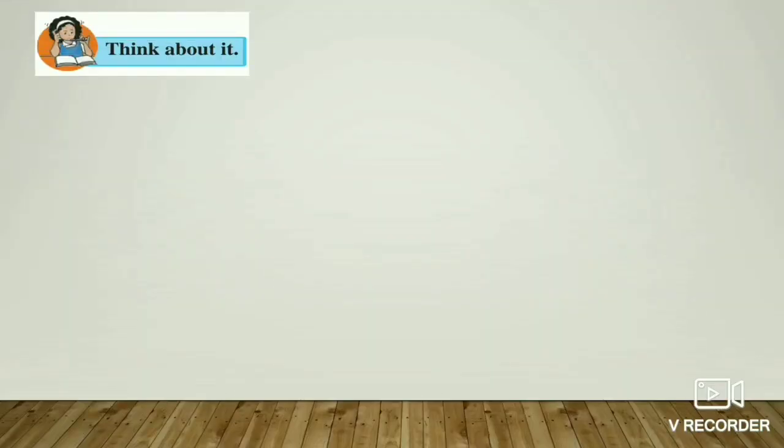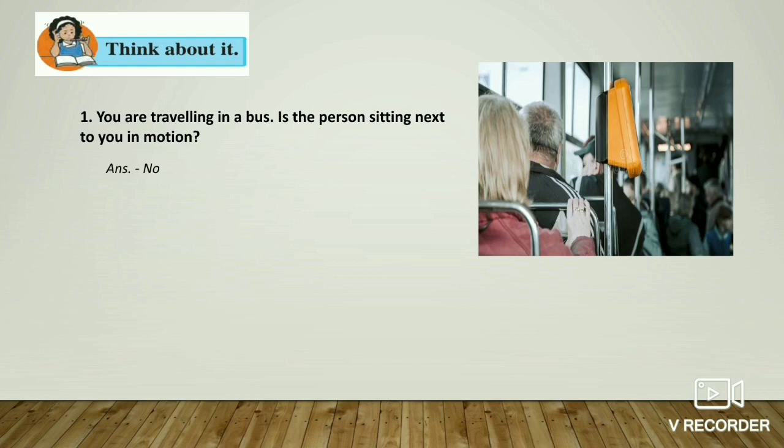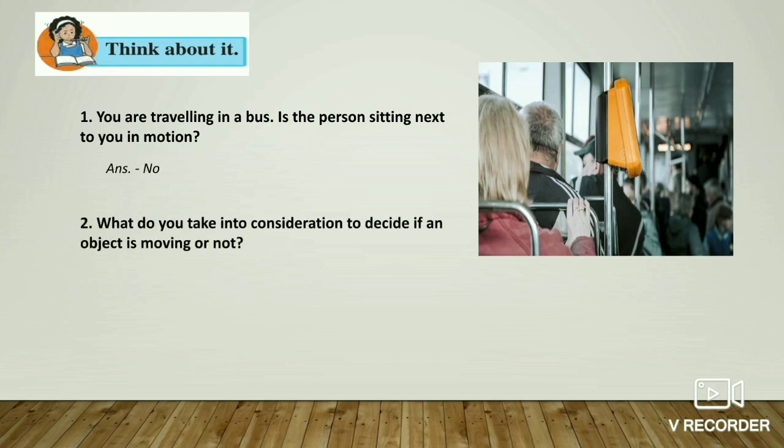Now it's time to think about it. Imagine you are traveling in a bus. Is a person sitting next to you in motion? Of course, no. Then what do you take into consideration to decide if an object is moving or not? We take into consideration the frame of reference, or whether the position of an object changes with time. We say an object is moving only when it changes its position with respect to time. But here the person does not change his place, even though the bus is traveling. That means here the observer's frame of reference is the bus.